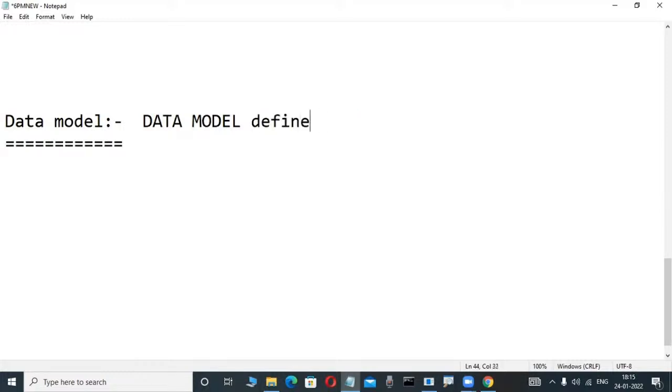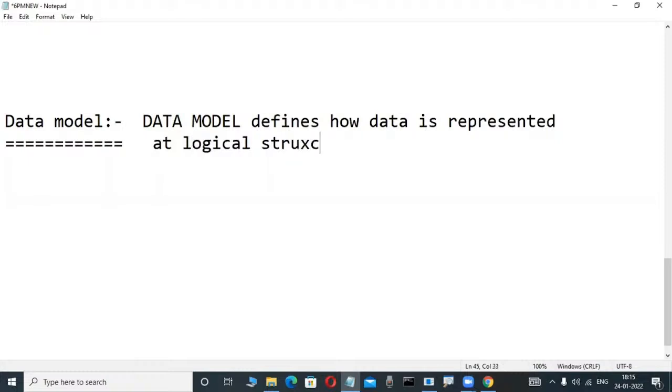Data model defines how data is represented. Observe here how data is represented at the logical structure of the database. Logical structure of the database. How much easy definition? Observe here, logical structure of the database.